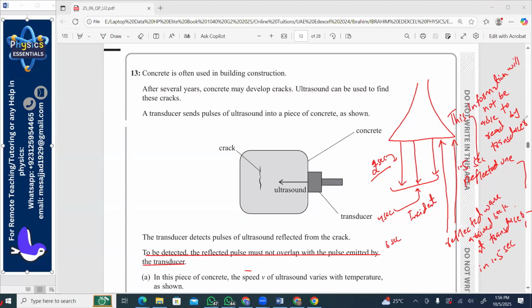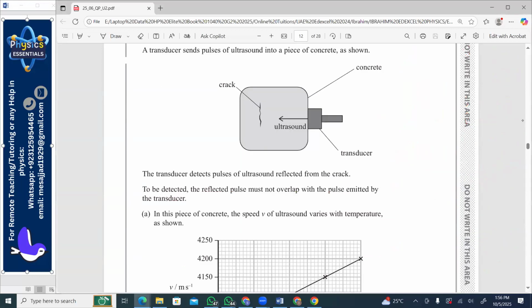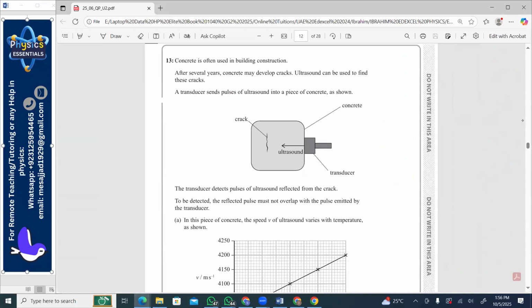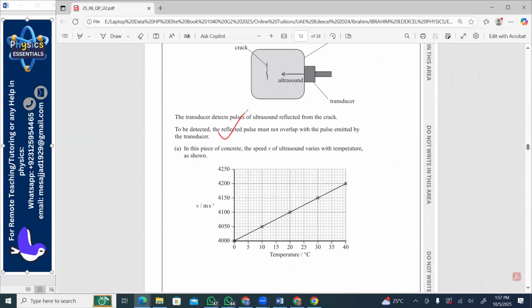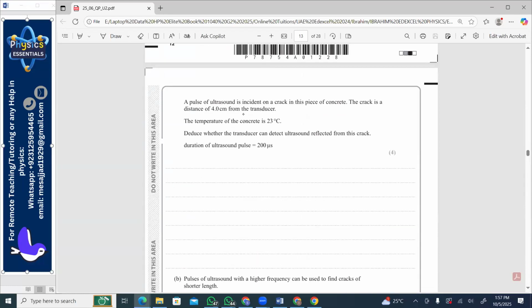Now, in this piece of concrete, the speed v of the ultrasound varies with temperature as shown. Very good. Giving you this background, going back to the question: to be detected, the reflected pulse must not overlap with the pulse emitted by the transducer. As you raise the temperature, the speed is also increasing, as you can see from the straight line graph.